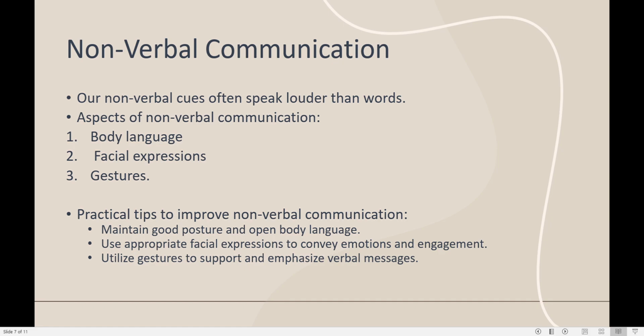Okay, thank you. So, coming back to non-verbal communication, our non-verbal cues speak louder than words. Okay, for example, let's take Sanoop's example. He's talking about a presentation in office. Now you're telling them, okay, you're listening, you agree, but then you're sleeping like that in the meeting. Now, sleeping is your non-verbal communication. That's your body language. So that is more important than what you say. Now, what are the aspects? Your body language, your facial expressions, and your gestures.